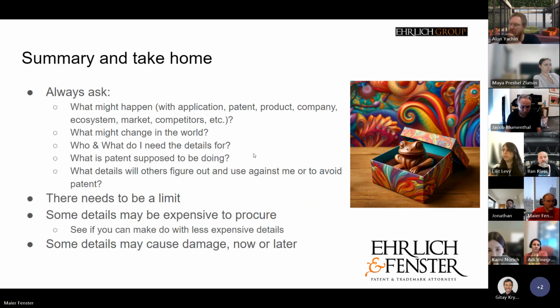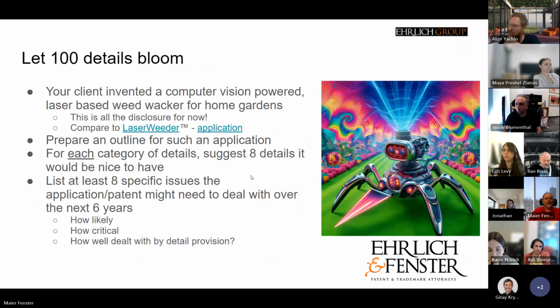Now, just to give you an example of what this process looks like, client calls you up, and it's kind of like what happened to me this morning, and he says, here's my invention, computer vision powered laser-based weed whacker for home gardens. That's it. That's the disclosure I'm giving you. If you need anything else, send me questions. Okay? Typical situation. First of all, I want you to know that there's a similar product called Laser Weeder for farms, and they also filed an application if you're interested in looking at.